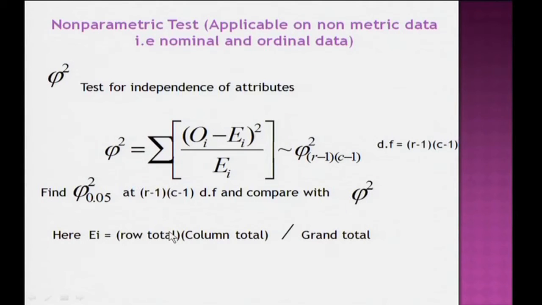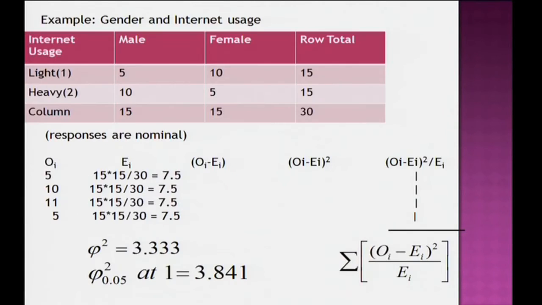So, row data of certain attribute, column data of another attribute, we will have to see whether those two attributes are independent of each other or not. Hope you will understand this with an example. This example is about gender and internet usage. Gender is one attribute, and internet usage is another attribute. This data is of 30 people in total: 15 were males, 15 were females, 15 were light users, 15 were heavy users.